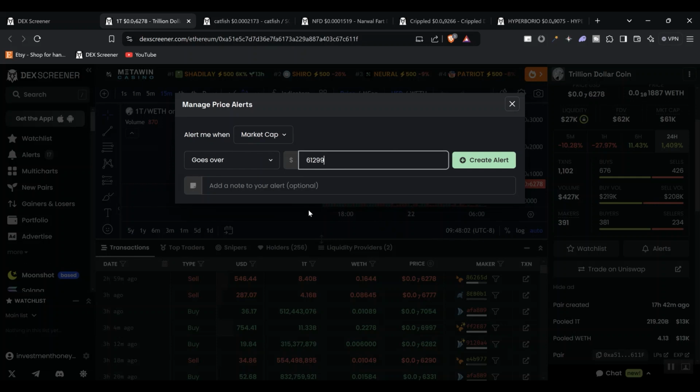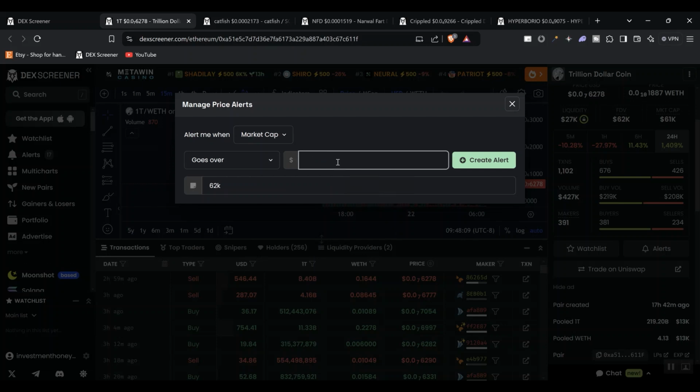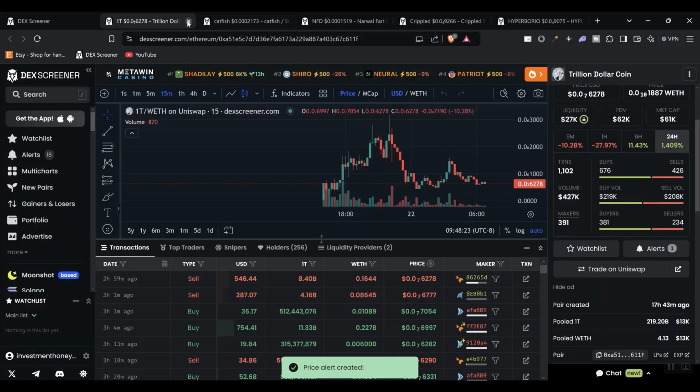So right now we're looking at this one at 62K. All right, and we're going to set this alert for 80K. I think if it hits 80K, that could signal, and remember, the alerts are indicators, it could signal an uptrend for this particular token. All right, so like I said, not interested in setting an under alert on this one.